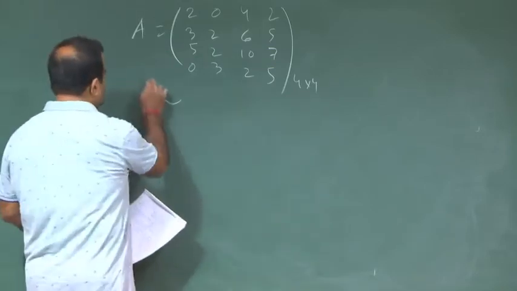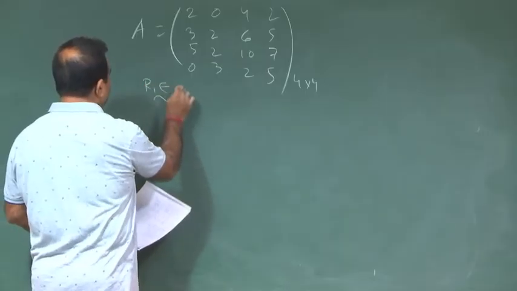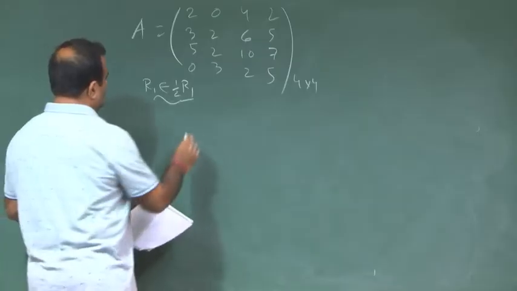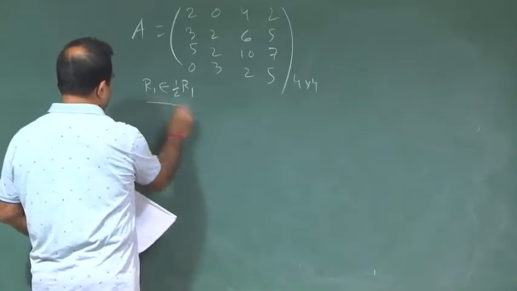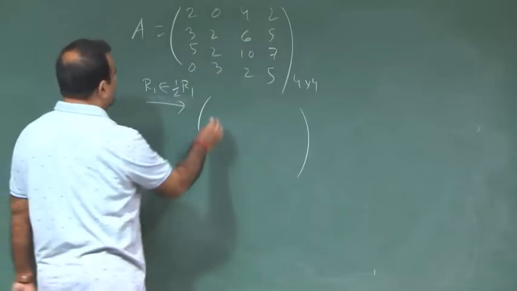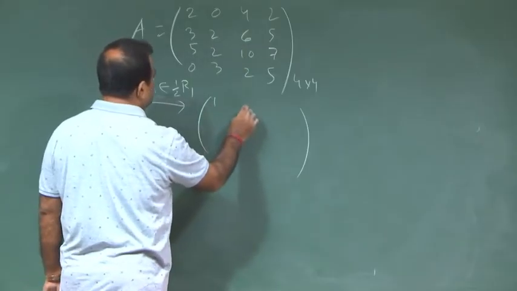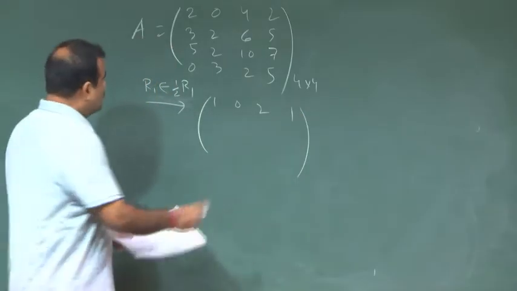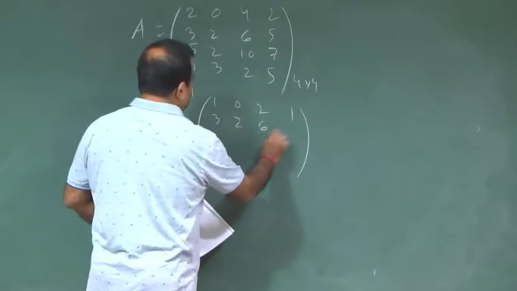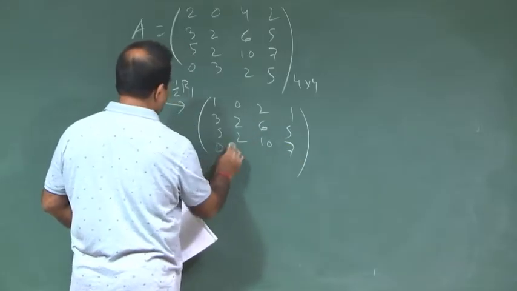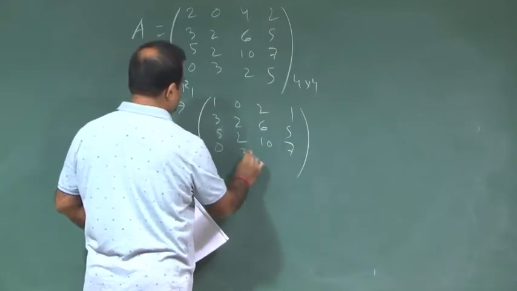We will just do R1 replaced by half times R1, this is one row operation. Then the matrix is reduced to this one, since we just divided by 2. So this row is 1, 0, 2, 1. The next rows are 3 2 6 5, 5 2 10 7, and 0 3 2 5.